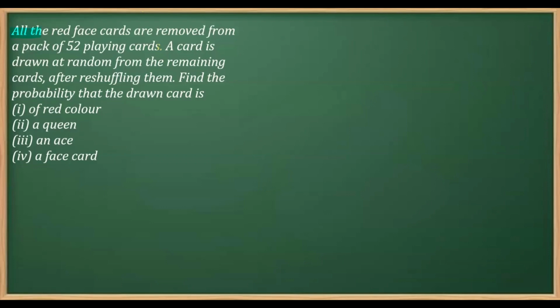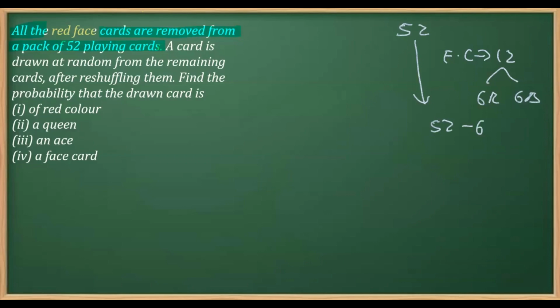We are now on the third question. It says all red face cards are removed from a pack of 52 cards. So before we read further, let's figure out of these 52 cards, how many face cards are there? Total face cards. There are 4 queen, 4 king, 4 jack. That means 12 face cards are there. Out of this 12, 6 of them are red and 6 of them are black. So I can see from here, out of 52, these 6 cards are removed. So we are left with how much? That is 46. We are left with 46 cards.